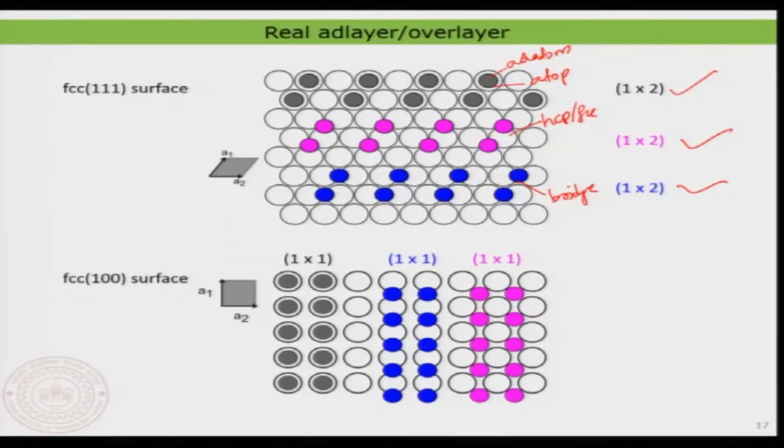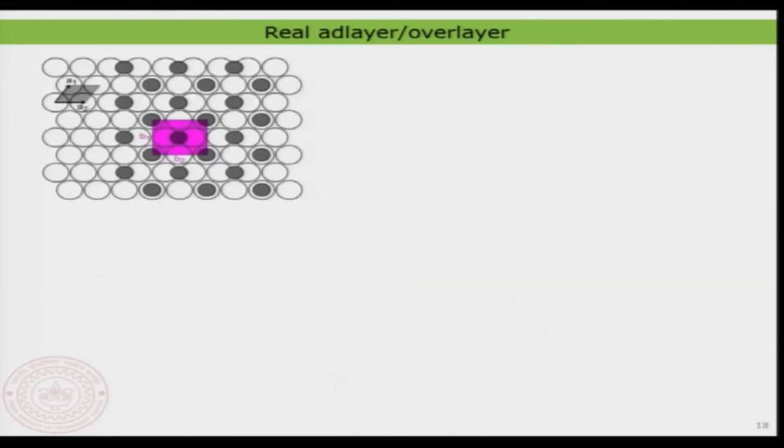Here I have one more example from an FCC 100 surface. There you also see atoms occupying the atop site, atoms occupying the bridge site, or atoms occupying the hollow site. So, they are all the same, these are all 1 by 1 supercells. Technically they are all the same, just occupying different sites.